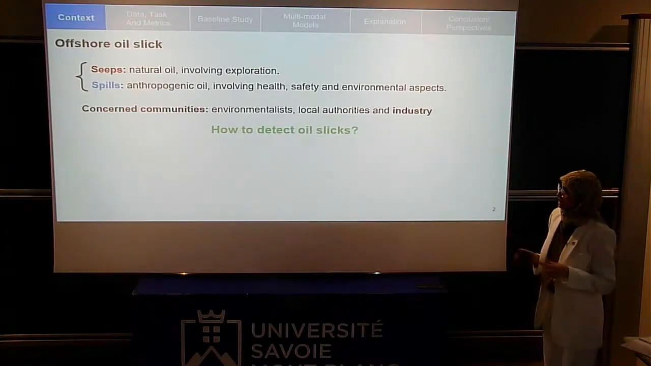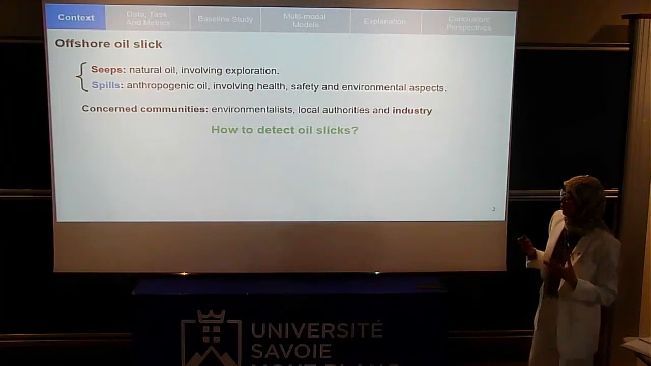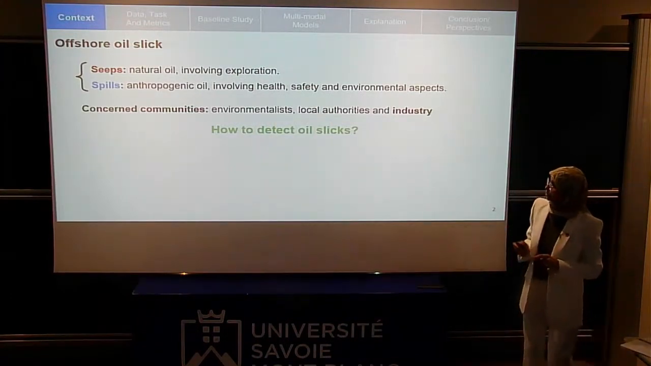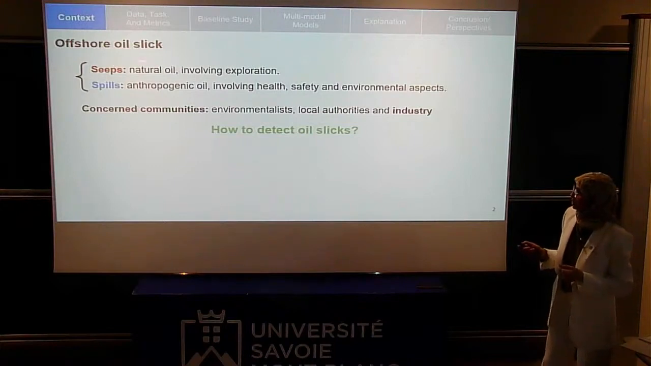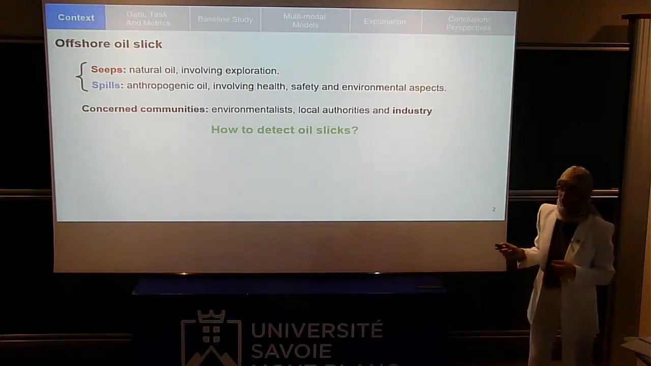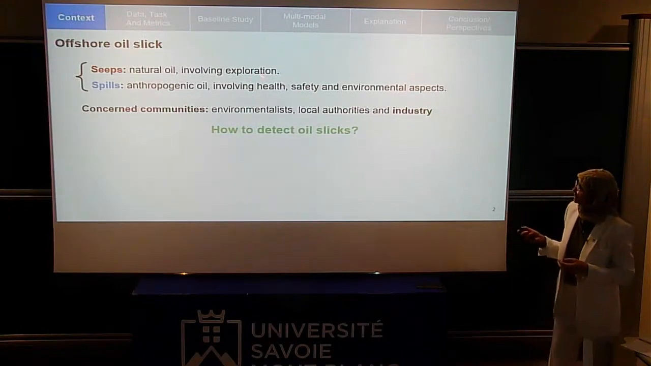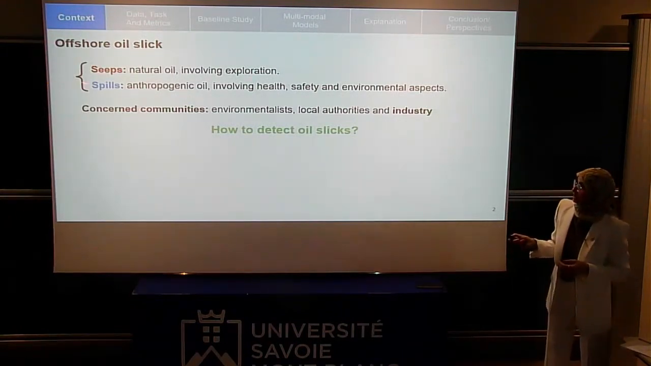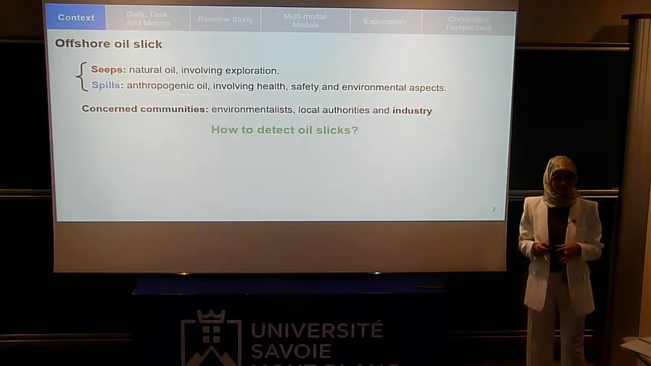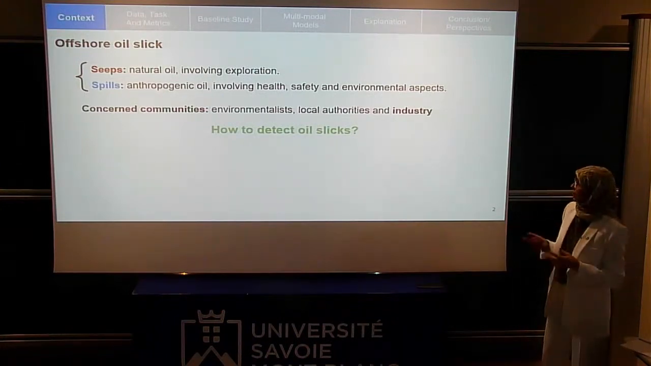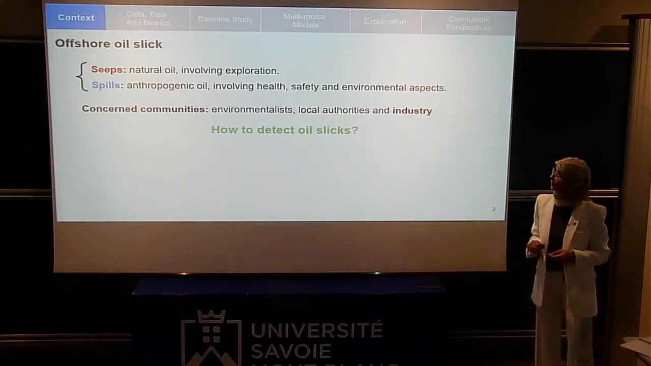Let's start. What are offshore oil slicks? Oil slicks are patches that appear on the sea surface. They can originate from two types. The first type is called seeps. It's natural oil that appears on the sea surface. The second type is spills. Oil spills are made by human beings. They are anthropogenic oil. They involve health, safety, and environment aspects.